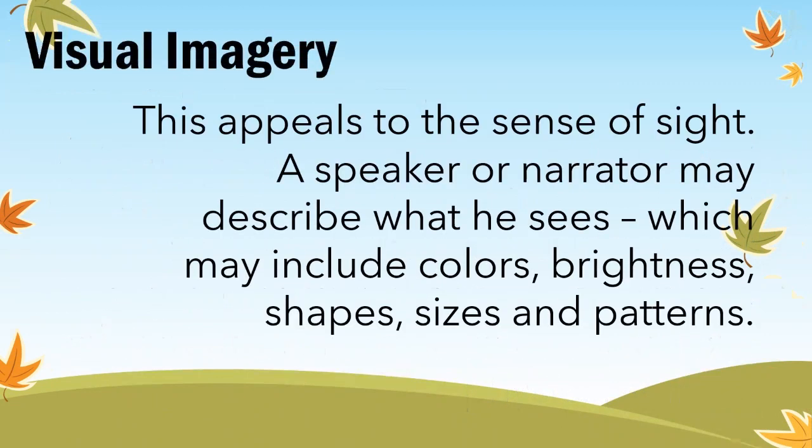The first kind is what we call visual imagery, which appeals to the sense of sight. Here, a speaker or a narrator or the writer may describe what he or she sees, which includes colors, brightness, shapes, sizes, and patterns.